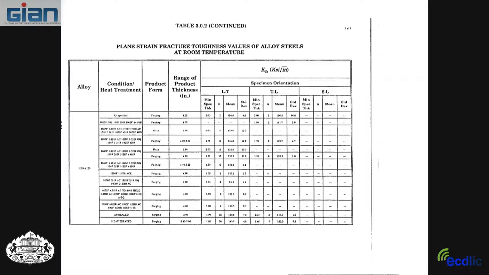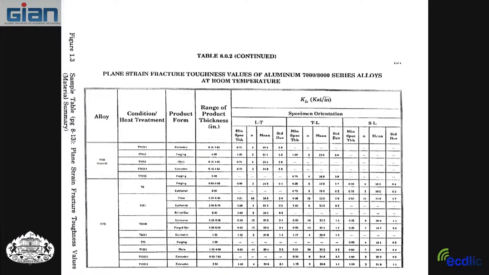Mean value here is about 160s, and that's 130s. See, here 130s, 120s. Almost without anything else, the LT direction has higher toughness than the TL. So this is a steel alloy. Here's an aluminum alloy. And it has some values.